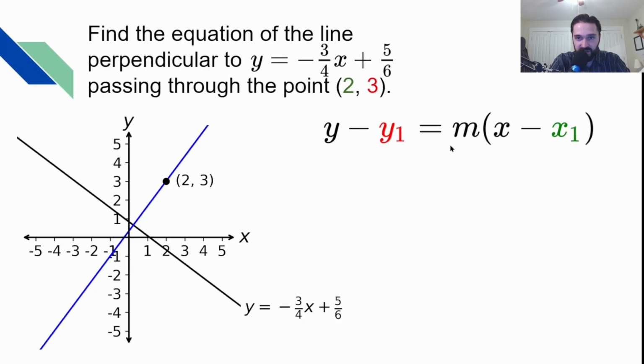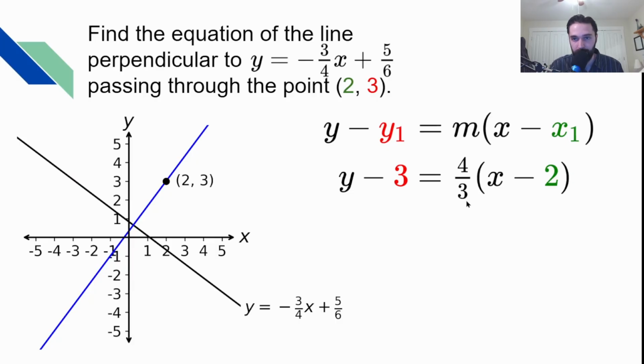So once again, let's start with point slope form. We know what x1, y1 is. We have a point on the line, and we know what the slope is, because we compare it to the slope of this perpendicular line. This slope is negative 3/4. That means that the slope of the blue line is going to be the opposite reciprocal of that. So the opposite will make it positive, and we take the reciprocal, which makes it 4/3. And here I have x minus 2 in green and y minus 3 in red. x1, y1 is 2, 3.